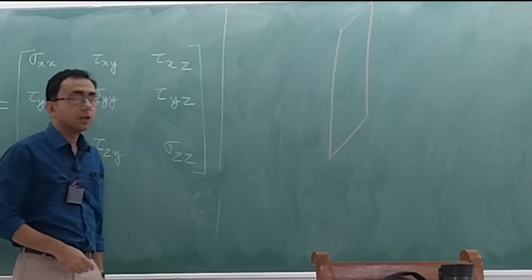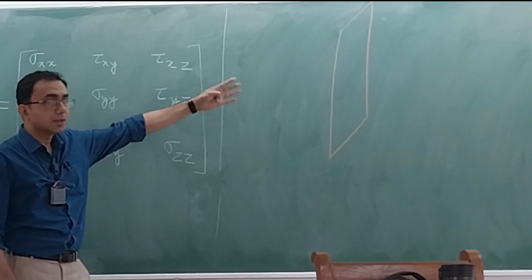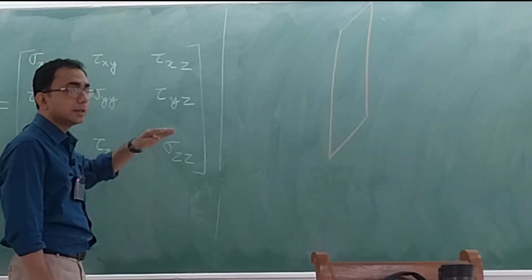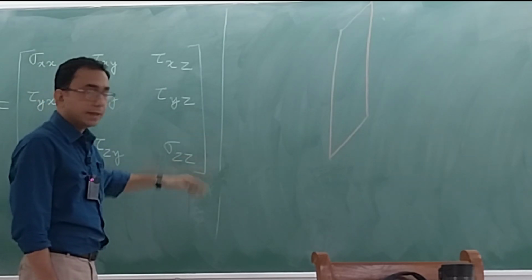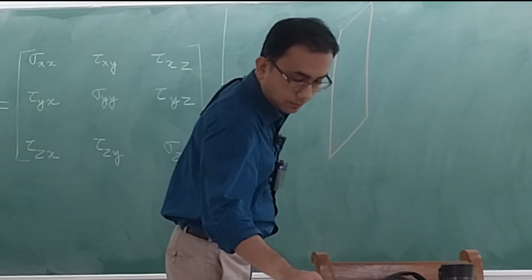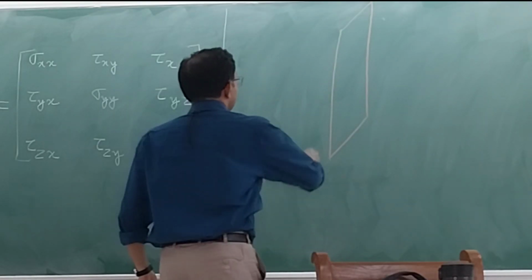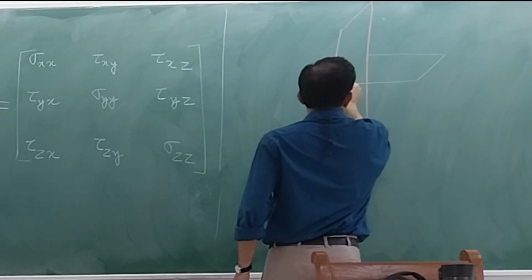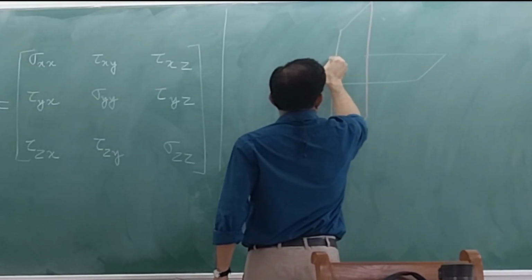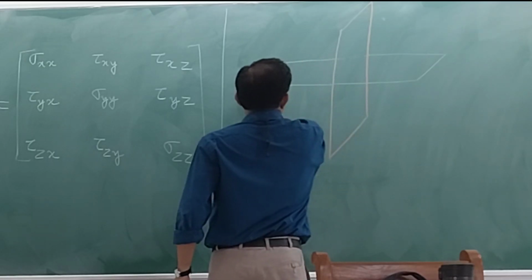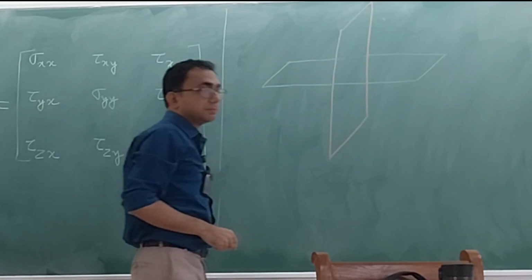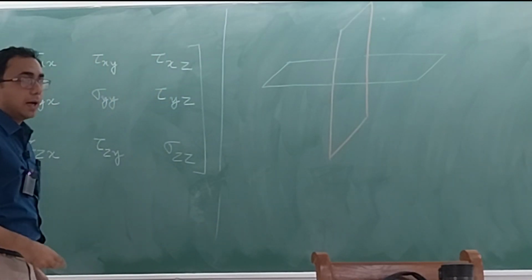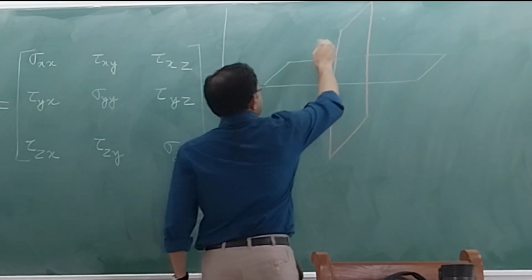So this is the plane parallel to the YZ plane, and when you take the traction vectors, you get all this sigma xx, all these things. Now we are going to consider the plane parallel to the xz plane. What is that? It is this. And finally, there is a plane which is parallel to the xy plane, which is this.